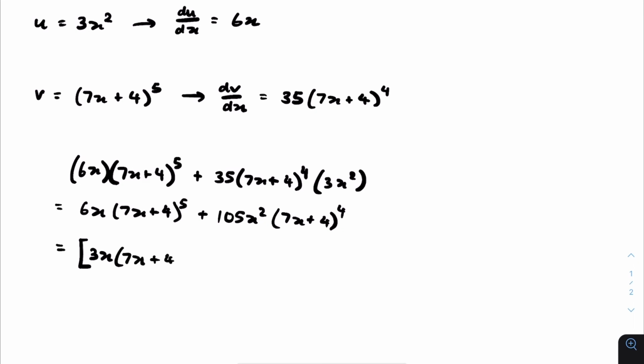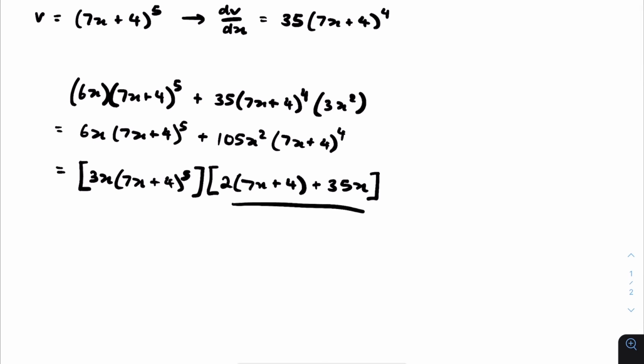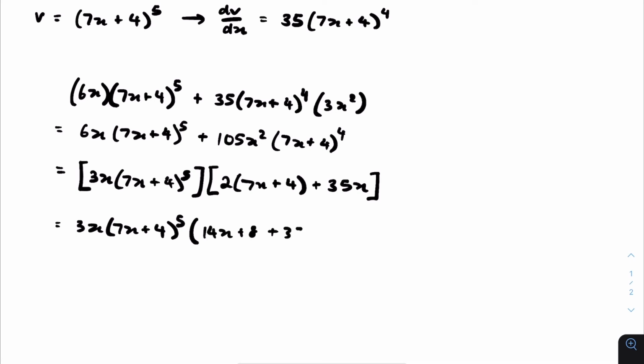So this is what we're factoring out, and we're left with on the other side. So let me just write a bigger bracket actually. We're left with 2 times 7x plus 4, because there's still one more remaining. And then 105 divided by 3 is actually 35, and you're left with an x as well, so plus 35x. And then now we just have to simplify this portion over here. So we get 3x times 7x plus 4 to the power of 4 multiplied by 14x plus 8 plus 35x.